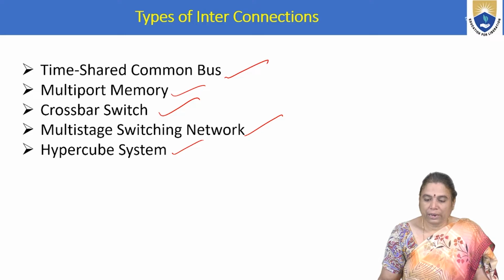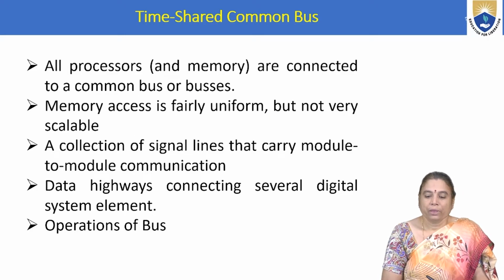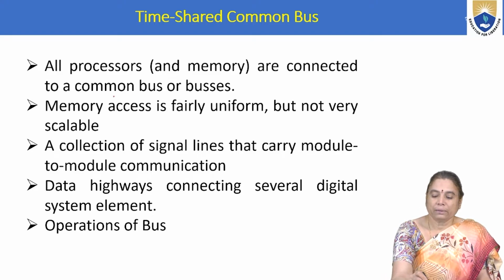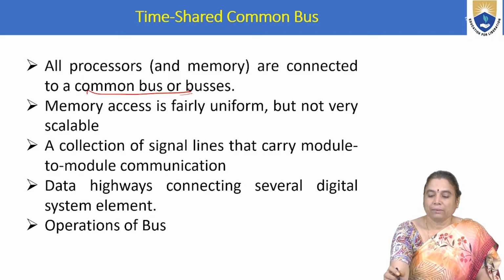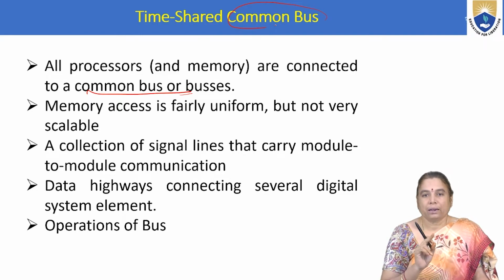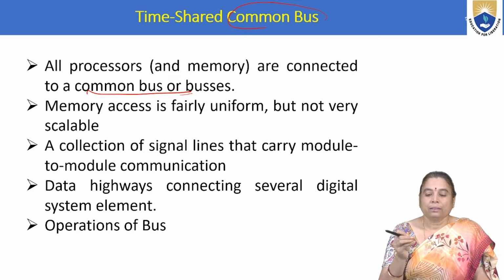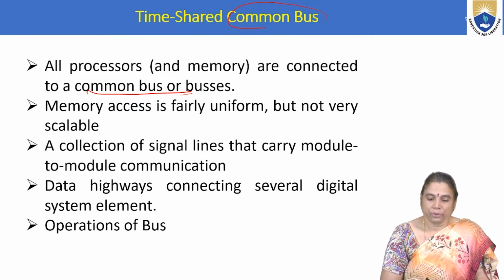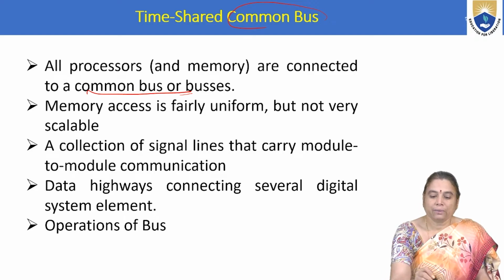What is a time shared common bus system? All processors and memory are connected to a common bus. As the name implies, time shared common bus. So depending upon the request raised from the devices, time can be allotted for the devices to connect to the bus and use the resources. So memory access is fairly uniform but not very scalable.